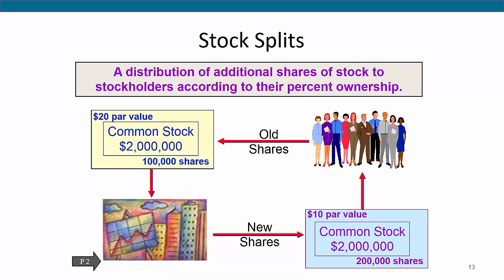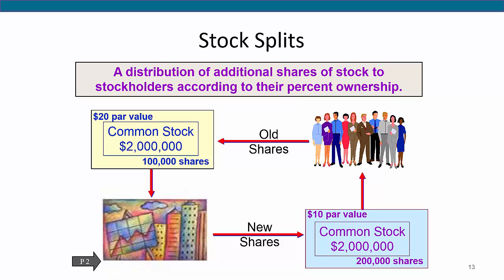Rather than paying a stock dividend, a corporation might decide to split its stock. A stock split is a distribution of additional shares to stockholders according to their percentage ownership. When a stock split occurs, the corporation calls in its outstanding shares and issues more than one new share in exchange for each old share. Splits can be done in any ratio, including a 2-for-1, a 3-for-1, or higher. When a stock split occurs, the corporation calls in the outstanding shares and issues new shares of stock. In the process of a stock split, the par value of the stock also changes.